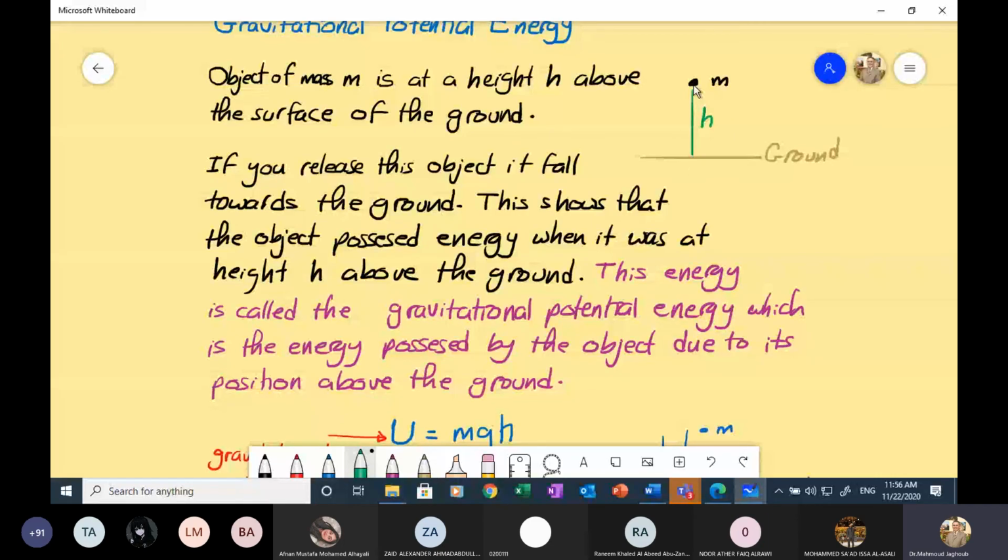Okay. So if you release this mass, it moves where? Downwards. This means that it had energy. That energy was stored in the system made up of this mass and the ground. We call it gravitational potential energy, since the mass is above the ground level and it moves towards the ground.